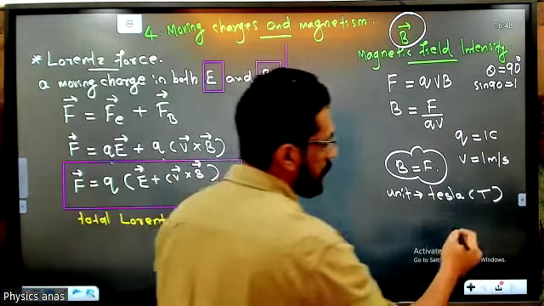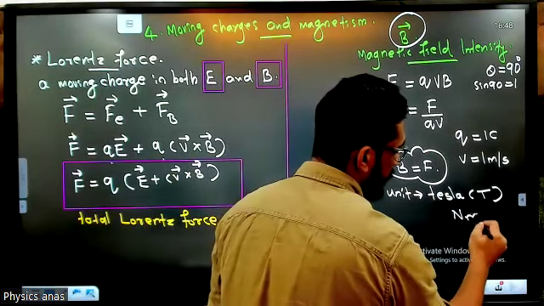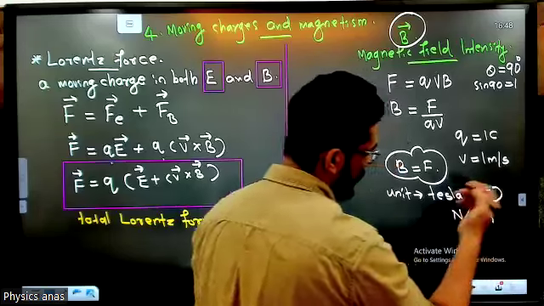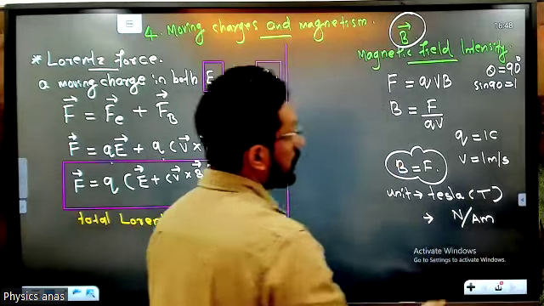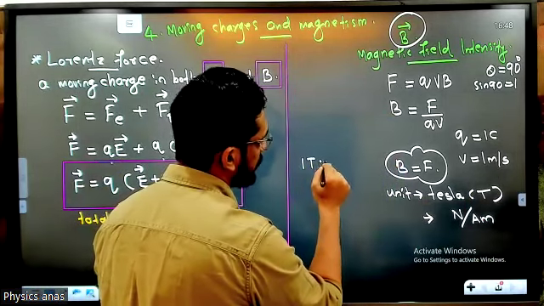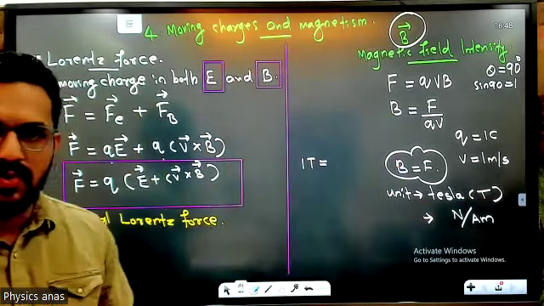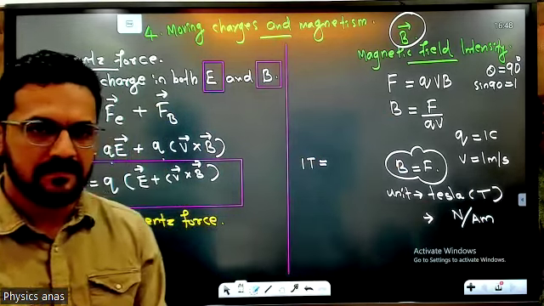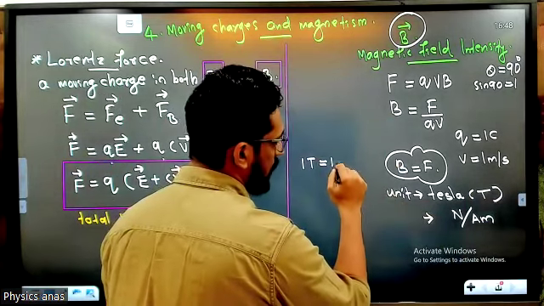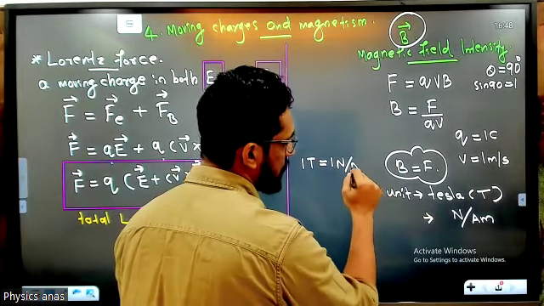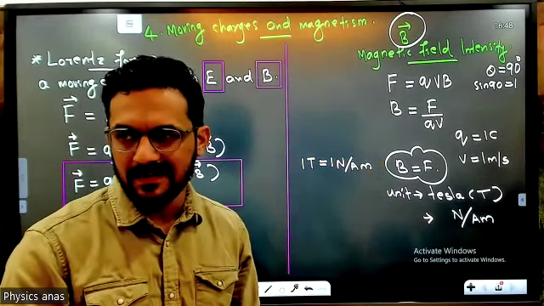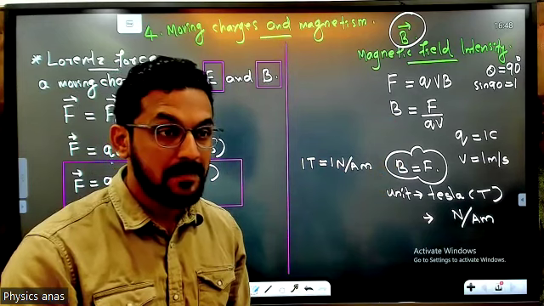There is another unit also, Newton per ampere meter. So, if it is like this, what will be 1 Tesla? How can you define 1 Tesla? 1 Tesla will be 1 Newton per ampere meter. 1 Newton per ampere meter will be 1 Tesla.